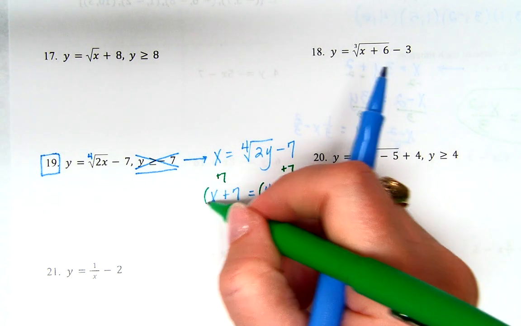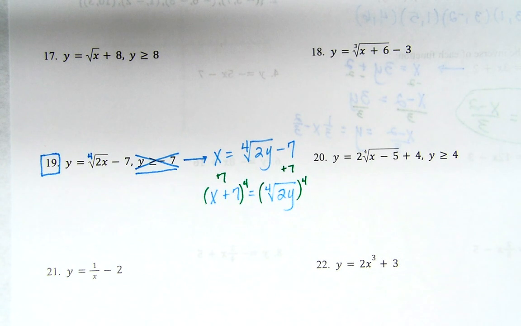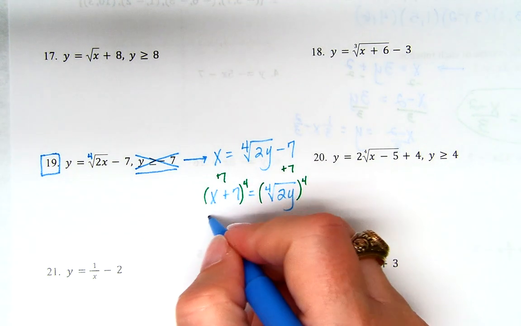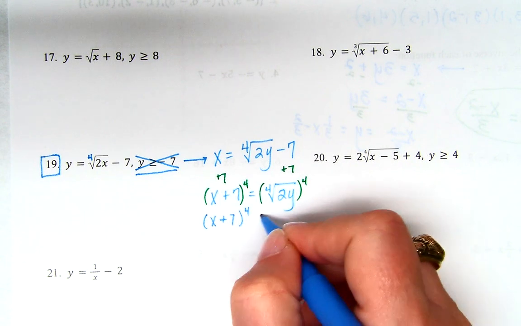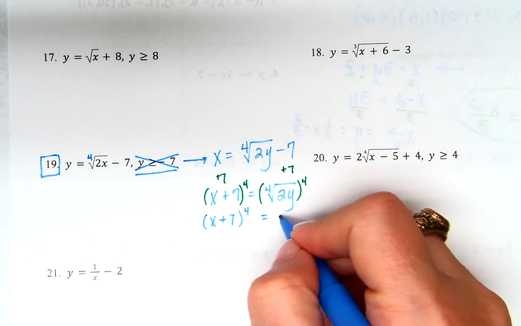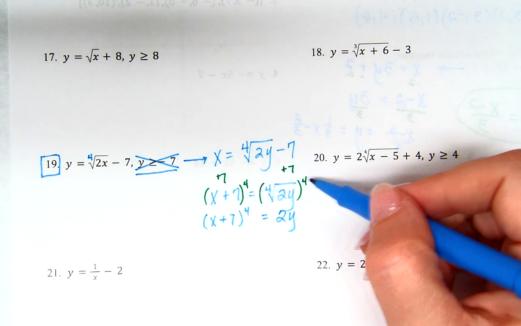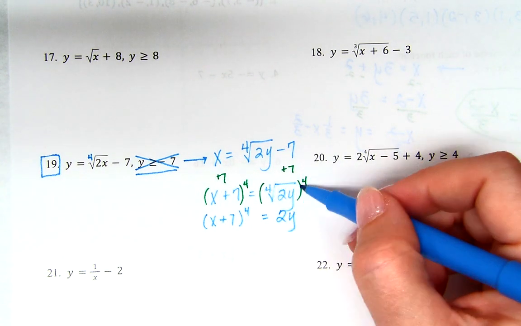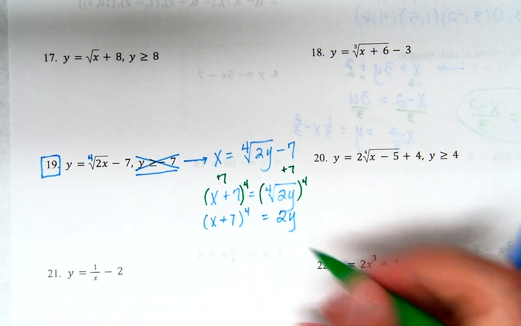If I raise that side to the 4th power, don't I have to raise that side to the 4th power? So on the left-hand side, I get x plus 7 raised to the 4th power. And what do we get on the right-hand side? 2y. Just 2y, right? Because if it's a 4th root raised to the 4th, don't those go to 1? They cancel, right? So what do I have left to do to solve for y?